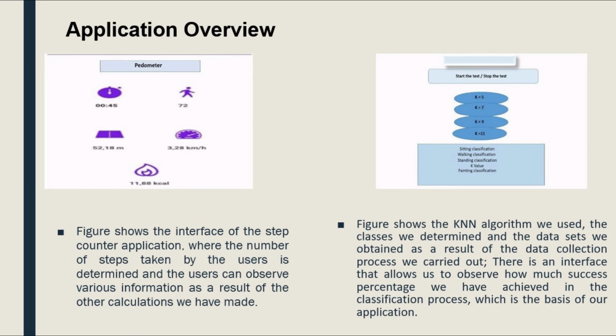When users specify their weight and height and open the application, they will be able to access the relevant information on this interface. Figure shows the KNN algorithm we used, the classes we determined and the data sets we obtained as a result of the data collection process we carried out. There is an interface that allows us to observe how much success percentage we have achieved in the classification process, which is the basis of our application.